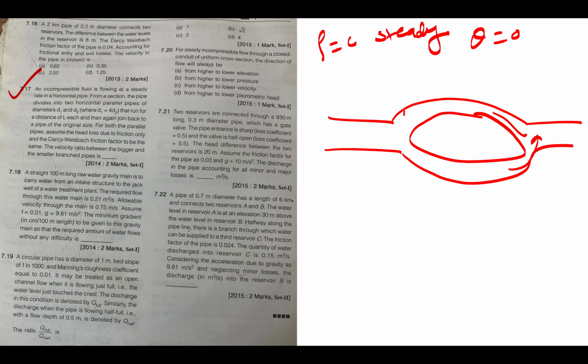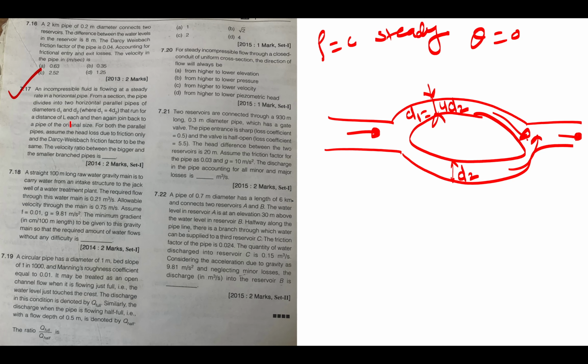Two horizontal pipes, D1 and D2, where D1 is equal to 4D2. If this is D2, then this is 4D2. So this is D1 and this is D2.